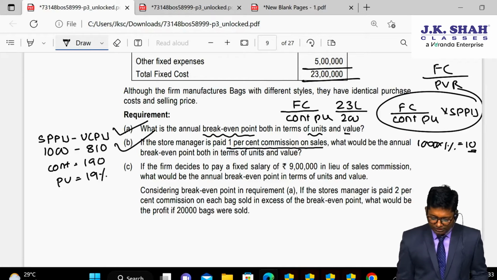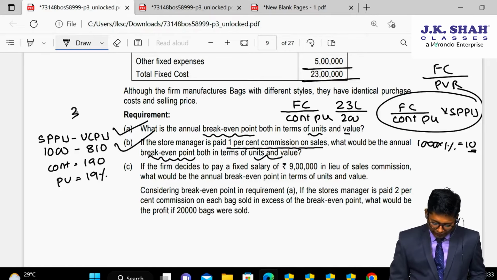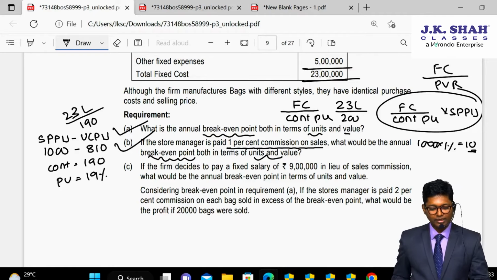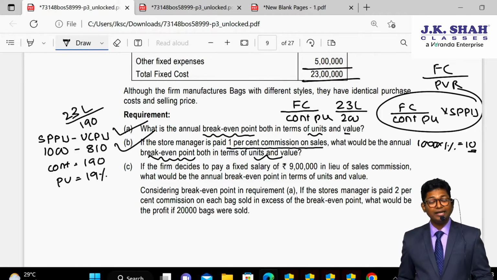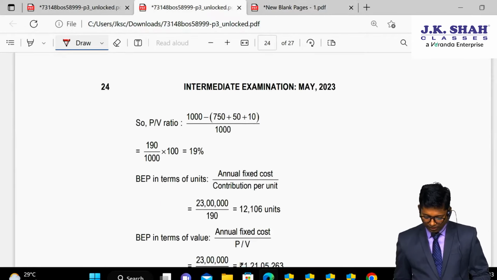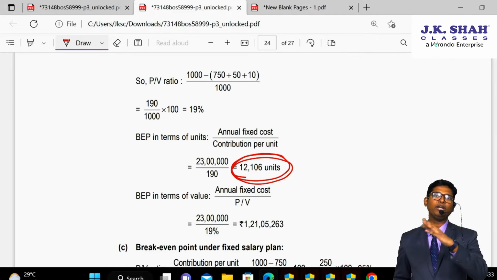In this case, the question is asking us again to calculate break-even point in units and value. So now break-even point: 23 lakhs fixed cost divided by contribution per unit, which is 190. So 23 lakhs divided by 190 will give you 12,105 units approximately. You can check here, 12,106 units approximately you are getting. They have rounded off the figure.